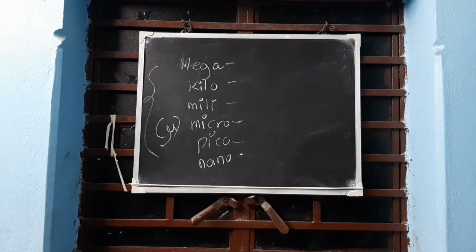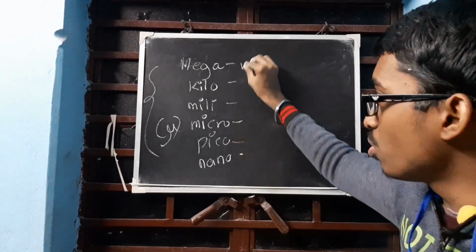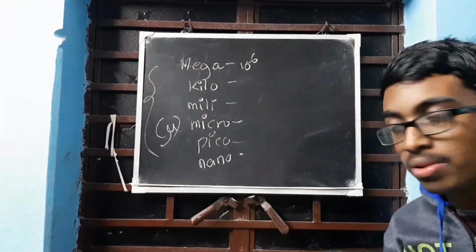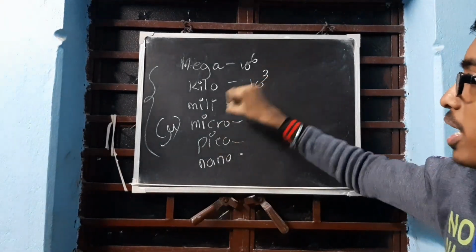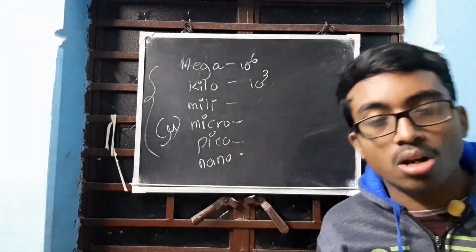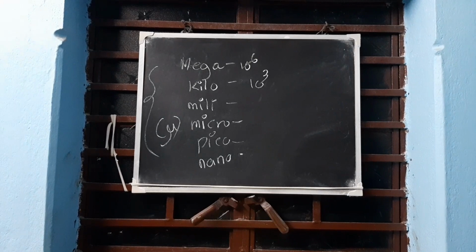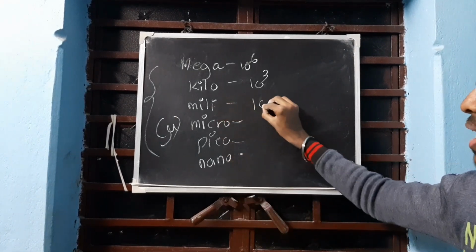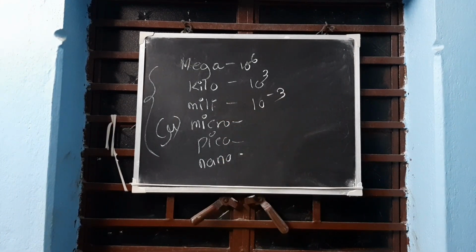These prefixes have a particular relation, and this relation needs to be memorized. Clear or not clear? Mega is 10 to the power 6, positive. Kilo is 10 to the power 3. Now it is kilogram, meter or whatever, that depends on the question. Milli is 10 to the power minus 3.